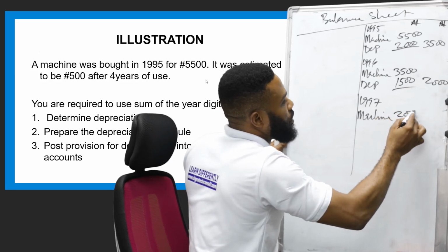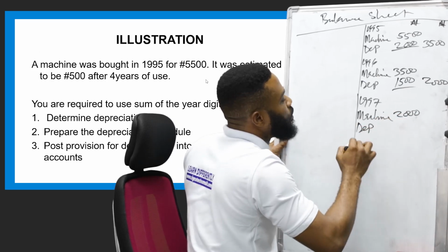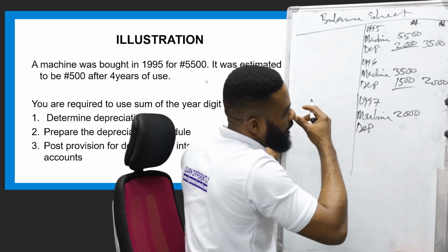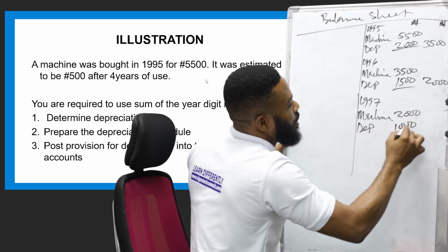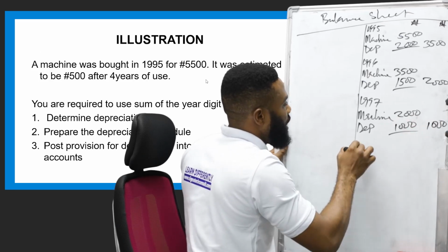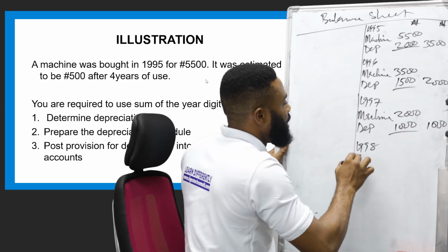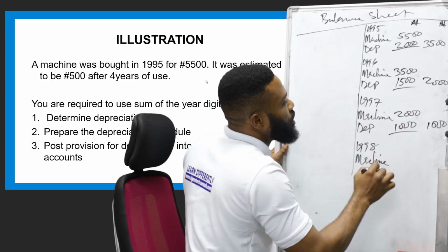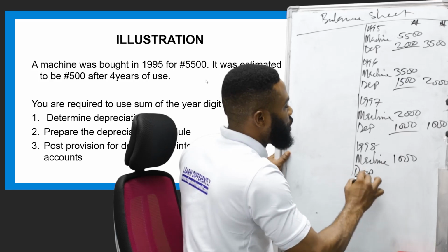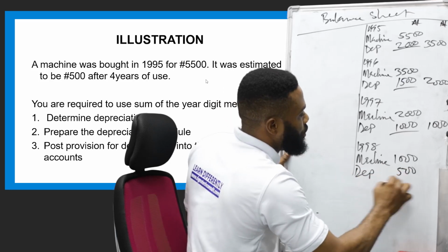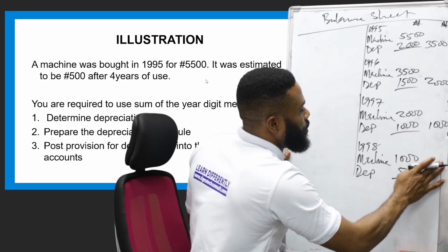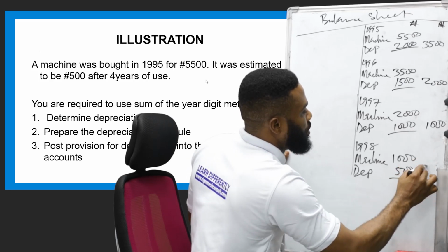And then for 1997, the cost of the asset has reduced to 2,000. So you are going to have 2,000, and then the depreciation for that year is what? The depreciation for that year is 1,000. So you subtract here from here, you are going to have 1,000. And then for 1998, the value of the machine is now 1,000. And then the depreciation is what? 500. When you subtract, you're going to have 500.